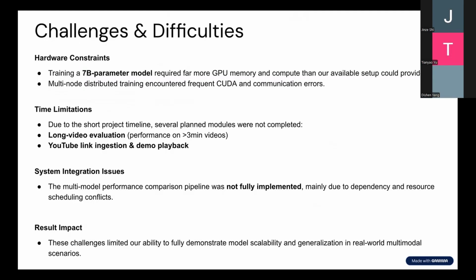However, there were a lot of challenges and difficulties in this period of time. First is our hardware constraints. It's our first time to train a 7B parameter model, and we tried a lot of ways on our own GPU or in Colab. Finally, we decided to use GCP. However, the 7B model is still too large for us.